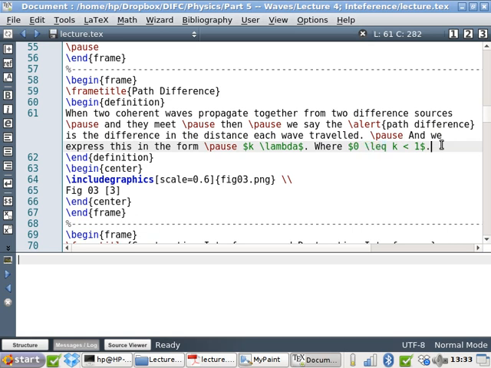So it's not total distance. No, it's like a wavelength distance, I suppose.